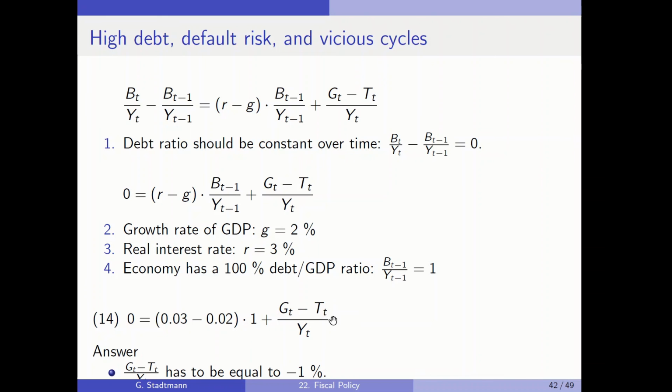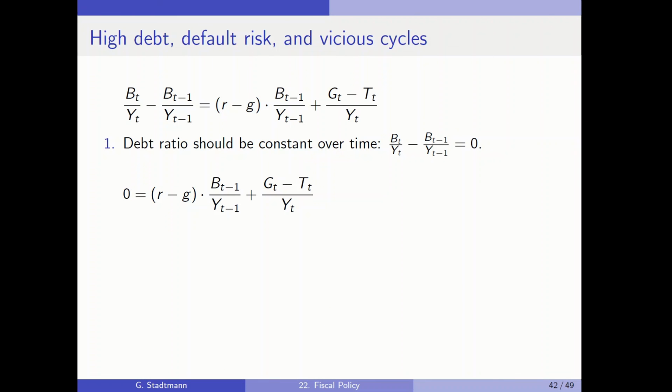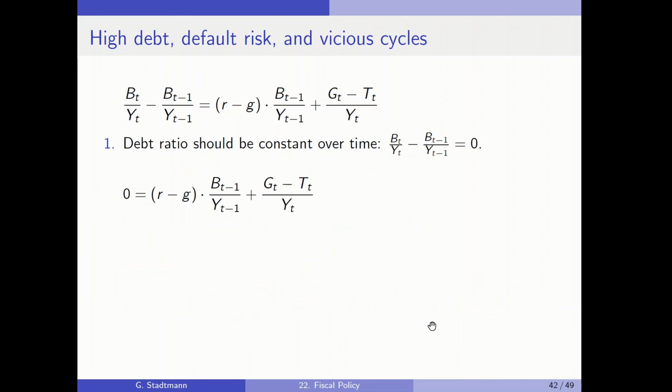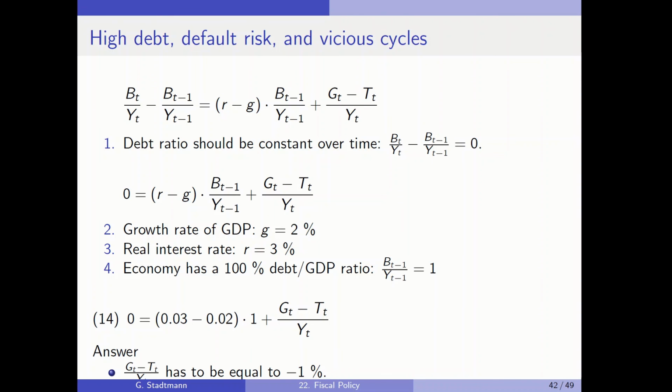So the last term here, (G minus T) over Y, has to be equal to 1%. It is the case that the government has to run a government budget surplus of 1% of GDP so that the debt to GDP ratio does not change. This is the answer to our question. How large does the primary budget balance in relation to GDP have to be in case the debt ratio should be constant over time? So the primary budget balance has to be 1% of GDP.